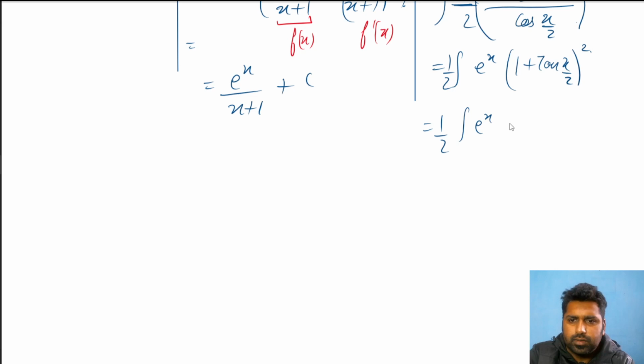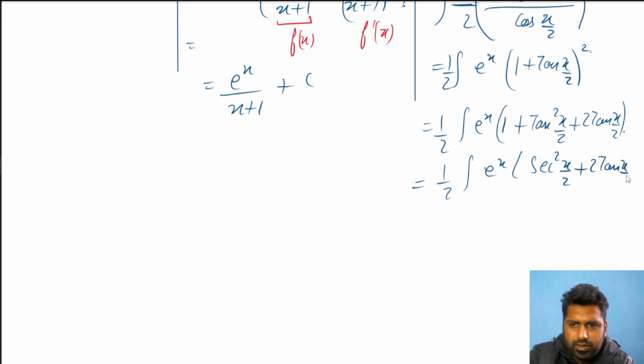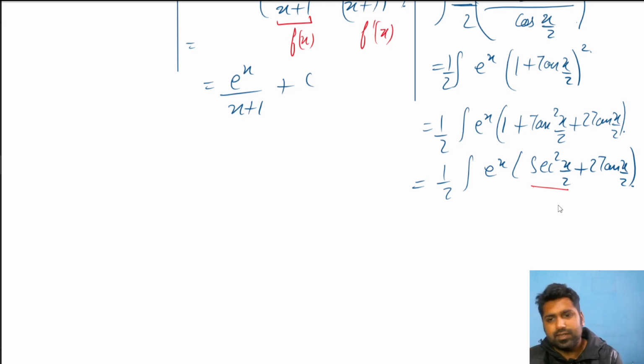1 plus tan x by 2, so 1 square plus tan square x by 2 plus 2 tan x by 2, still nothing. 1 plus tan square is sec square, so finally we have two terms, sec square x by 2 plus 2 tan x by 2. Now you have to decide which is your f(x) and which is your f dash x. If you take this as f(x), usually so far we have done the question in which most of the time first function was f(x), second was f dash x.